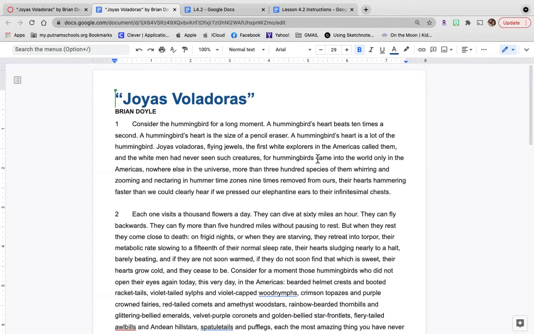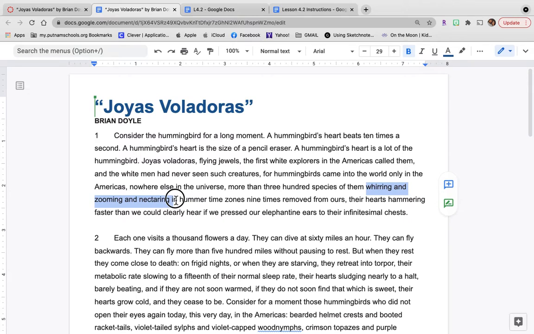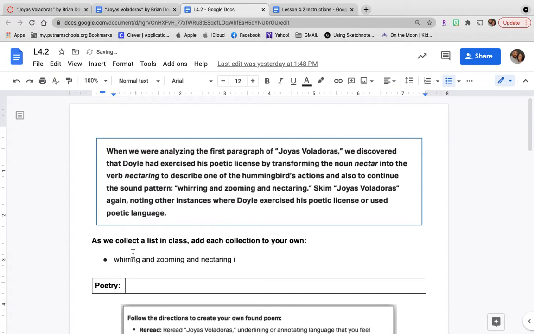So now I'm going to magnify my stuff here real quick. So if I just skim over this first paragraph, I'm looking for poetic language or poetic license. So, of course, they talked about this whirring, zooming, and nectaring. So I can easily pull that over.